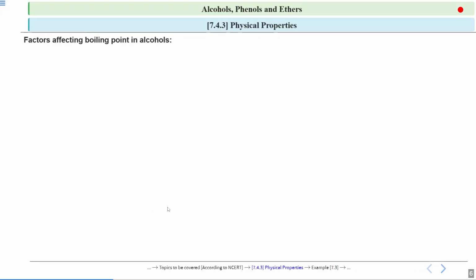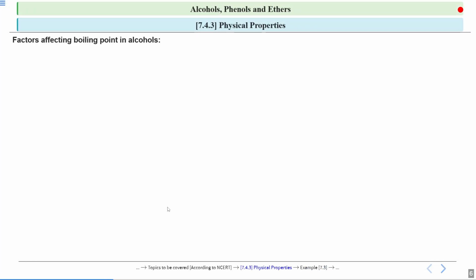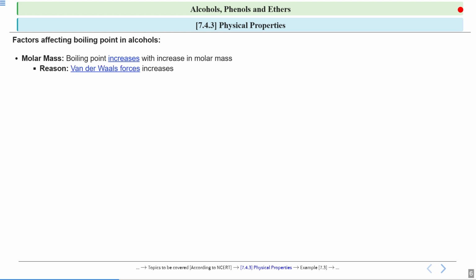Now let's move forward. Now we will see the factors that are affecting the boiling point in alcohols. So the first factor that we will see is the molar mass. The trend is that the boiling point increases with the increase in molar mass. So if the molar mass is increasing, you will see that your boiling point will also increase. This is because the van der Waals force increases. So what happens is that when your molar mass is increasing, your electron cloud becomes bigger.